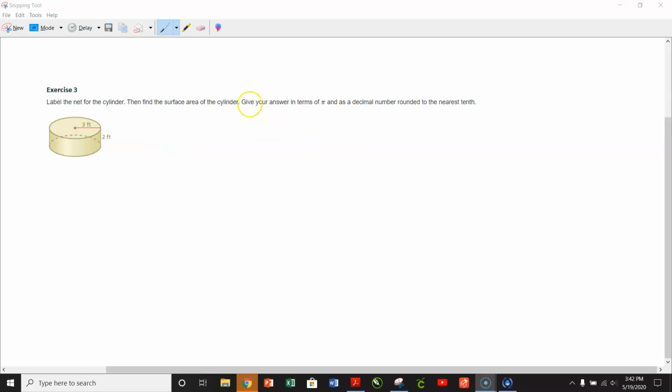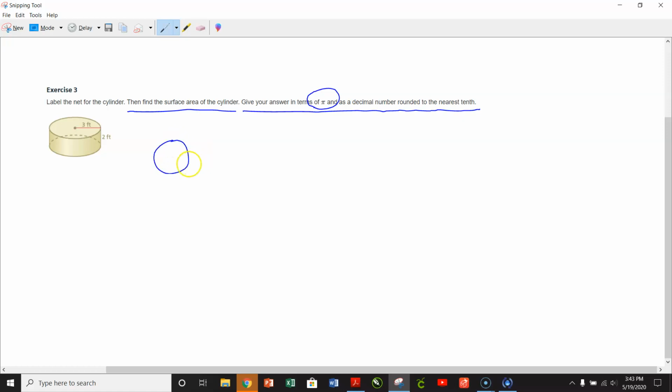All right, ladies and gentlemen, something that didn't go over too much in the notes, but it's definitely doable with the information I gave to you. It's asking you to find the surface area of the cylinder, and it wants you to give your answers in terms of pi and as a decimal rounded to the nearest tenth. So what does this mean in terms of pi? It means that you leave pi in the equation, right?